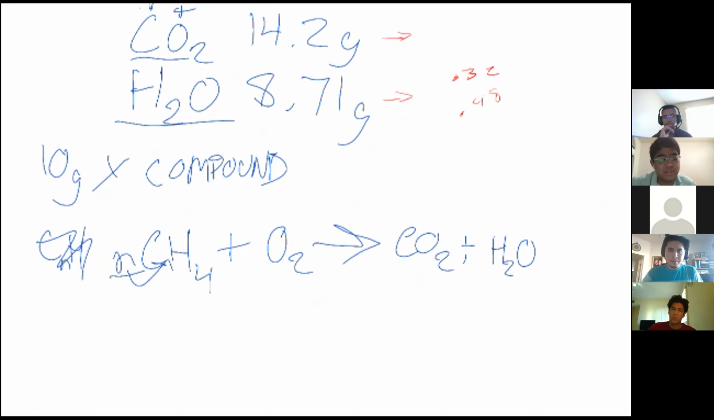So most likely this is a combustion reaction, and we are going to be trying to find an alkane. That means, if I have 0.32 moles of carbon dioxide, how many moles of carbon do I have?